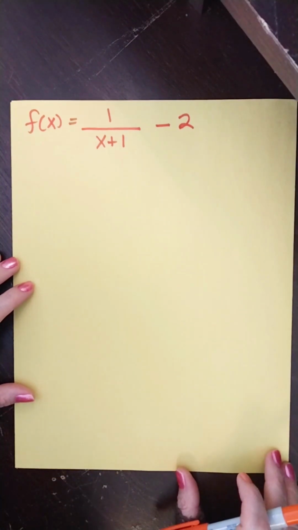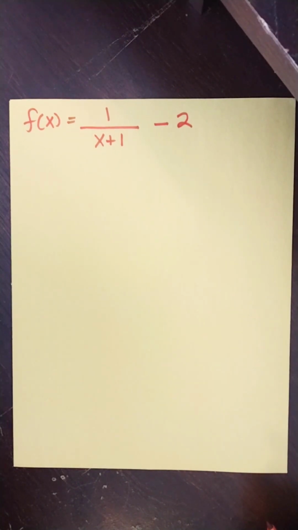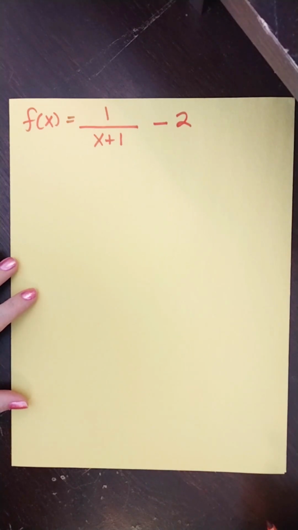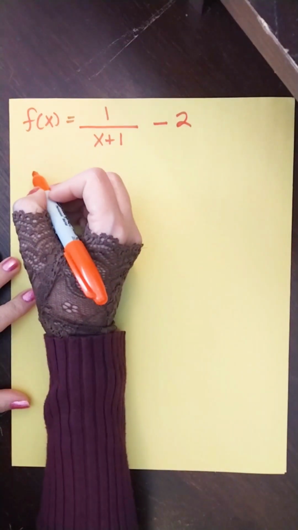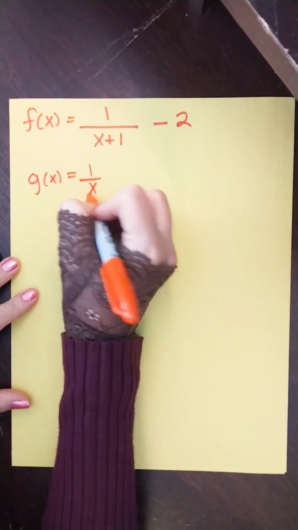When graphing any function using any transformations, the first thing you want to do is to identify the base function. So the function that you're going to be doing the transformations on, and that's going to be the reciprocal function, and I'll call it g of x, and that's 1 over x.